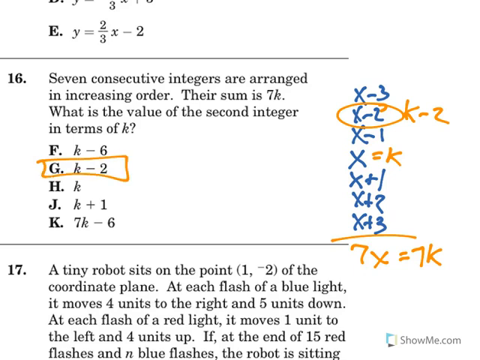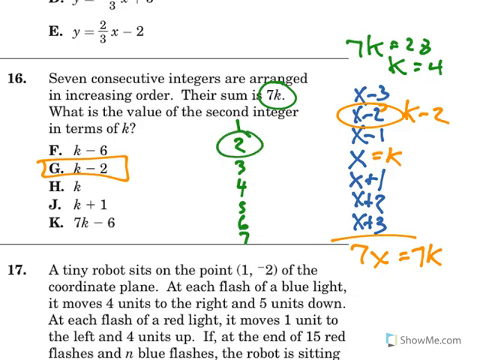Could you have done this with numbers? I guess. I haven't done it this way, but let's check it out. 1, 2, 3, 4, 5, 6, 7. So that's going to give me a sum of 28. So if 7k equals 28, then that means that k is equal to 4. So this is going to be 2 less than k, so k minus 2. So yeah, it works if we use numbers also. I prefer to use algebra, but it works with numbers.